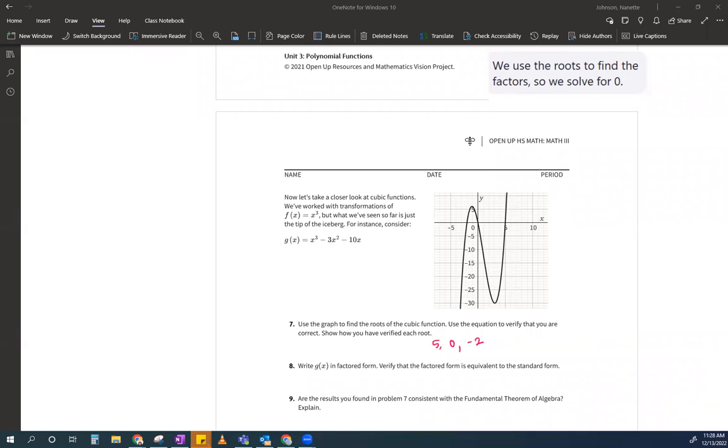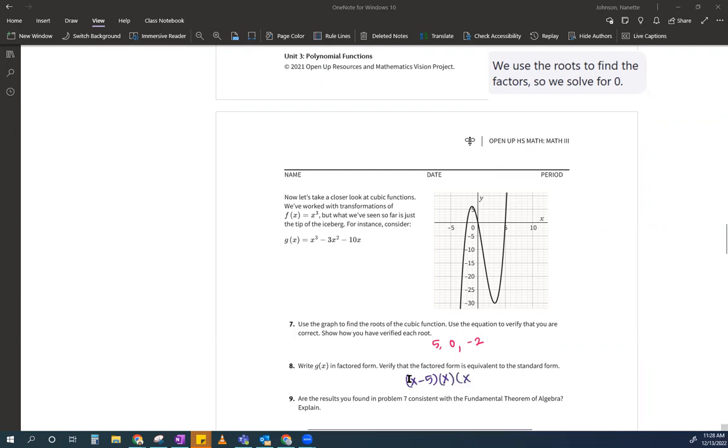So here, I'm just going to rewrite them. So x minus 5 parentheses x. I could write x minus 0, but I'm not going to. And then I'm going to write x plus 2. So if you got that, awesome work.